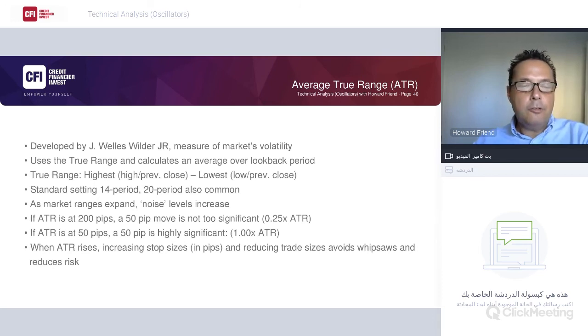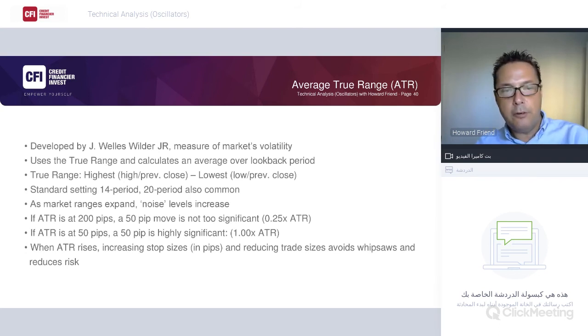So the true range is the highest of the previous close and the current bar's high, and the lowest of the previous bar's close and the current bar's low. What it does is it looks at the current bar, the high and the low, that's the current bar's range, but it also takes into account the previous bar's close for markets which gap. So if you see a gap from the previous bar which doesn't overlap with the previous bar's close, then you include the previous bar's close to give you a larger range. The standard setting for ATR is 14 period, but the 20 period ATR is also quite common.